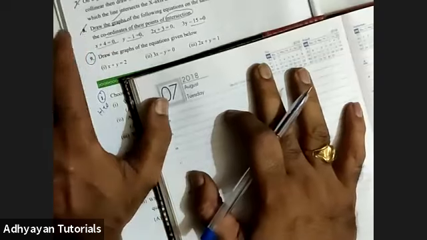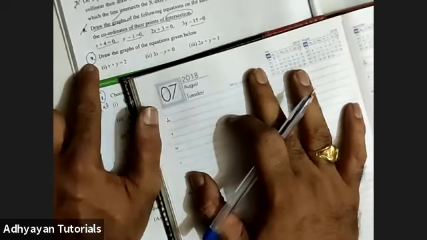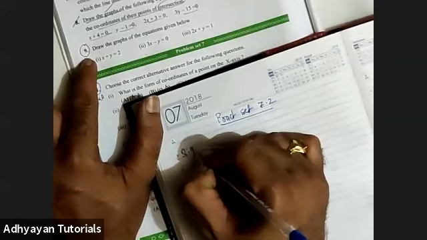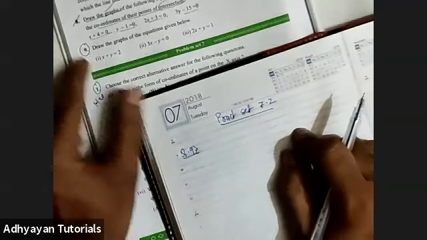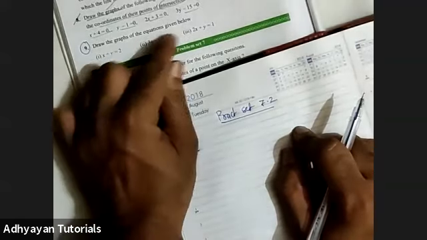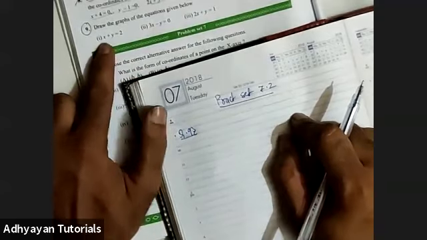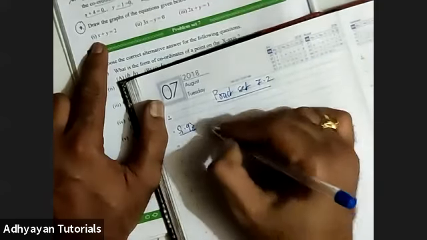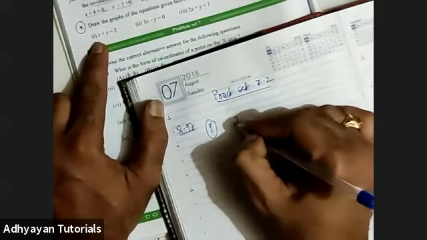Children, we'll just complete the pending sum here, which is question number 9 from practice set 7.2. It says, draw the graph of the equations given below. The equations are x plus y is 2, 3x minus y is 0, and 2x plus y is equal to 1. So let us start with the first one.